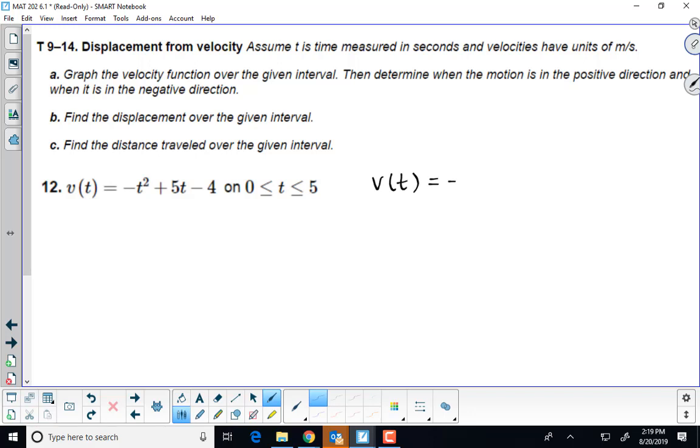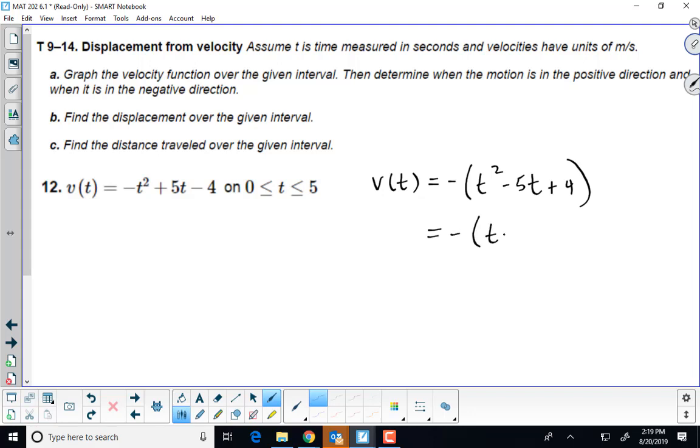I'm going to factor out a minus first because that will make the quadratic part look a little easier, and we can probably factor it. So if I wanted to graph this velocity function that's a quadratic, you know how to complete the square, find the vertex, figure out what direction the parabola opens, up or down. How about this one? Does it open up or down? It opens down, because there's a leading minus in front of the square term. So it's definitely opening down.